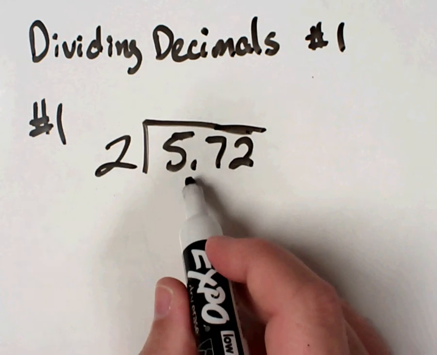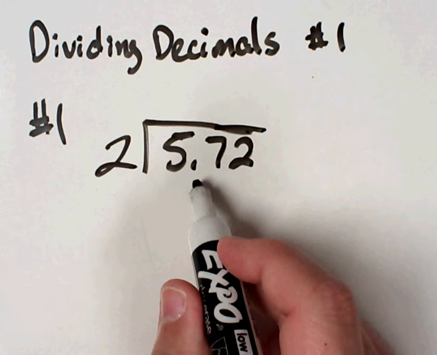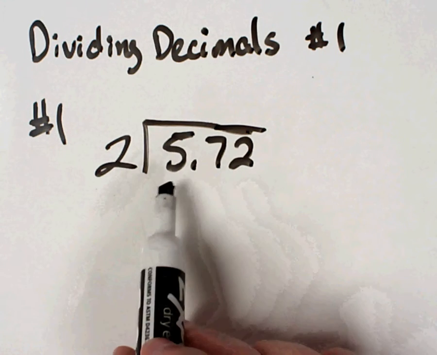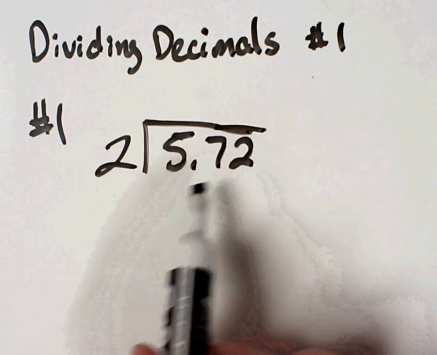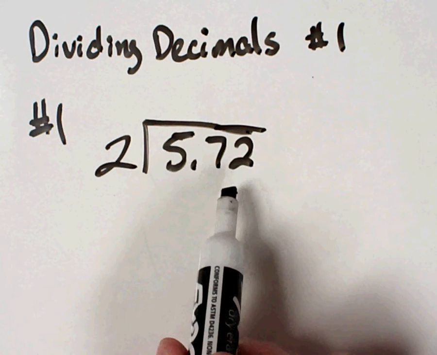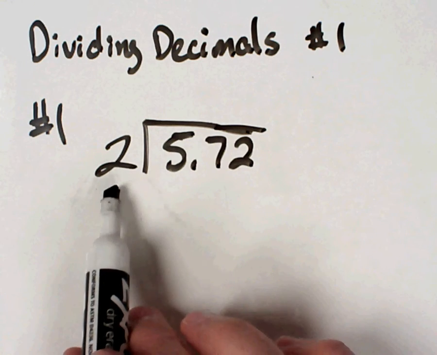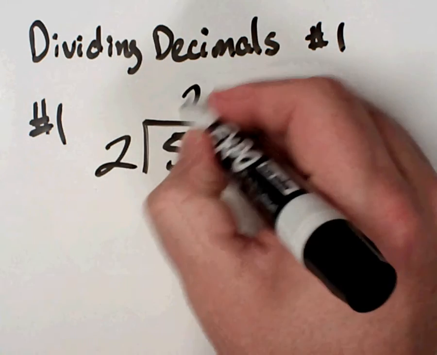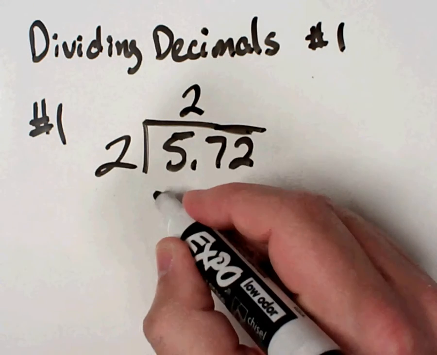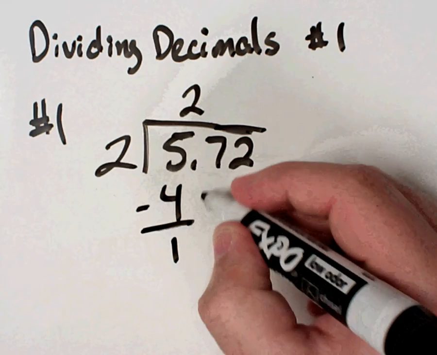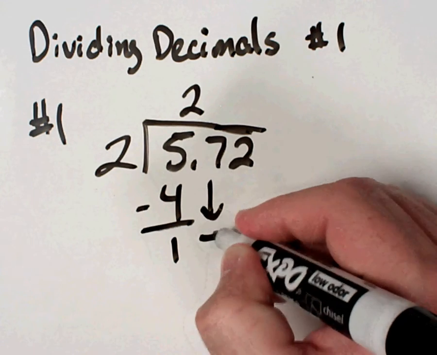So for now, we're just going to ignore our decimal. We're going to pretend that it's not there, and we're just going to treat this as a normal division problem. So instead of treating this as 5 and 72 hundredths, I'm just going to treat this as 572. I'm going to do this the way I have always done division. So 2 goes into 5 2 times. 2 times 2 gives me 4. 5 minus 4 gives me 1. I'm going to pull down my 7.